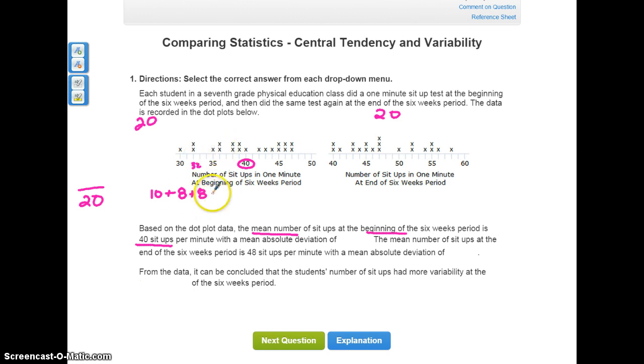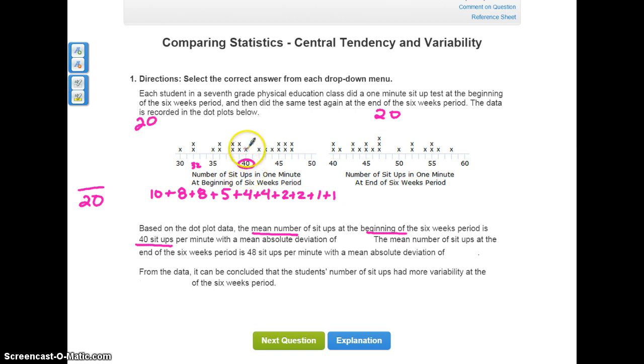Then I keep going to the next x. The next x I see is at 35, so I add a 5 there because it's 5 units away. Here I have 2 4s because they're both 4 units away from 40. I have no 3s, I have 2 2s, so I write both 2s down. I have 2 1s right here, so I add both of those in. And now this x at 40, that is a distance of 0.